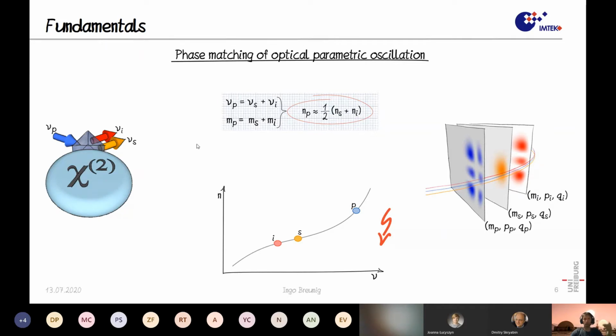Now let us have a look at the dependence of refractive index as a function of frequency. You will see it like this, right? The pump has the largest frequency, and signal and idler have a lower frequency. So it means without doing anything, we cannot fulfill angular momentum conservation. It's just not possible, right? Because the refractive index of the pump is too high. So what can we do?